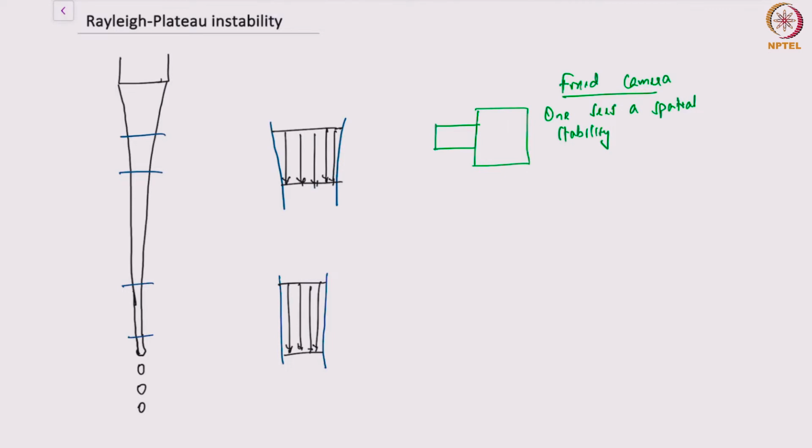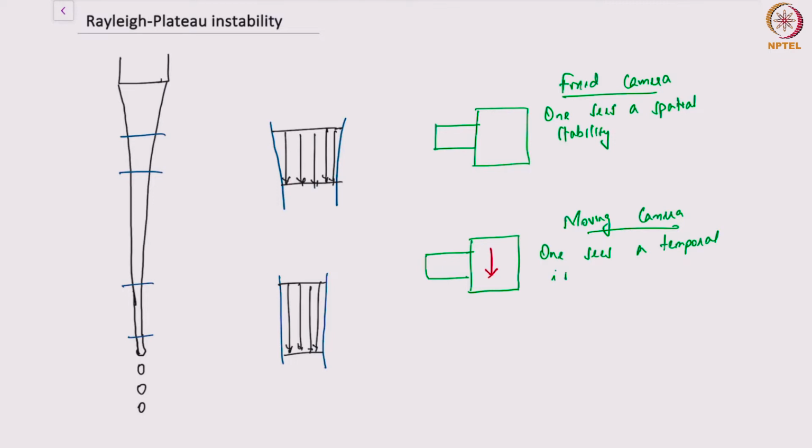But you can also do one more thing, which is to have a camera that is moving with the local velocity. This is easier said than done, but it's a thought experiment. If you do this, then you have a moving camera. What you now have is, you're traveling with the flow, and what you see is a temporal instability. I'm making several gross simplifications here.